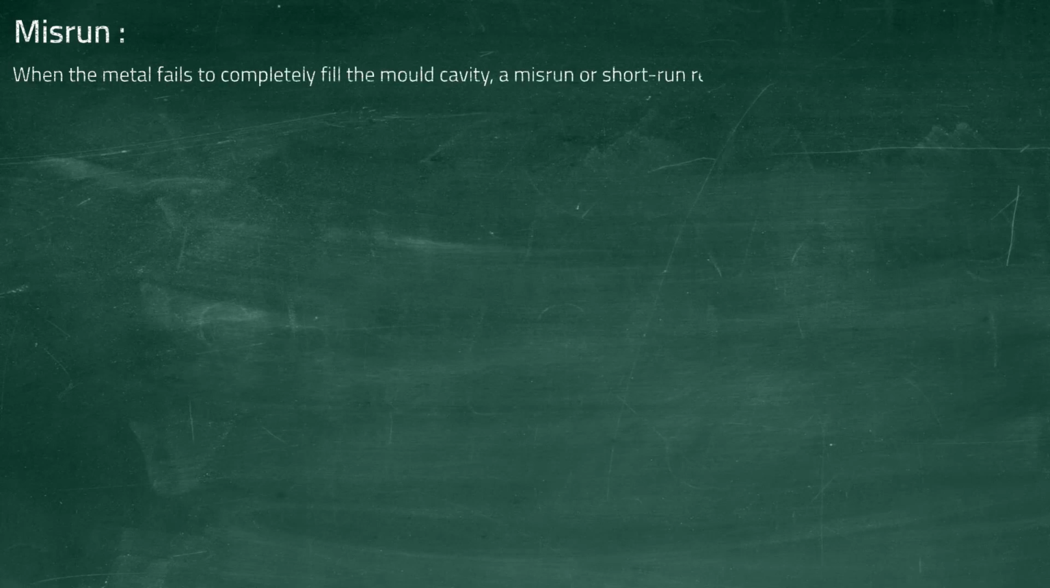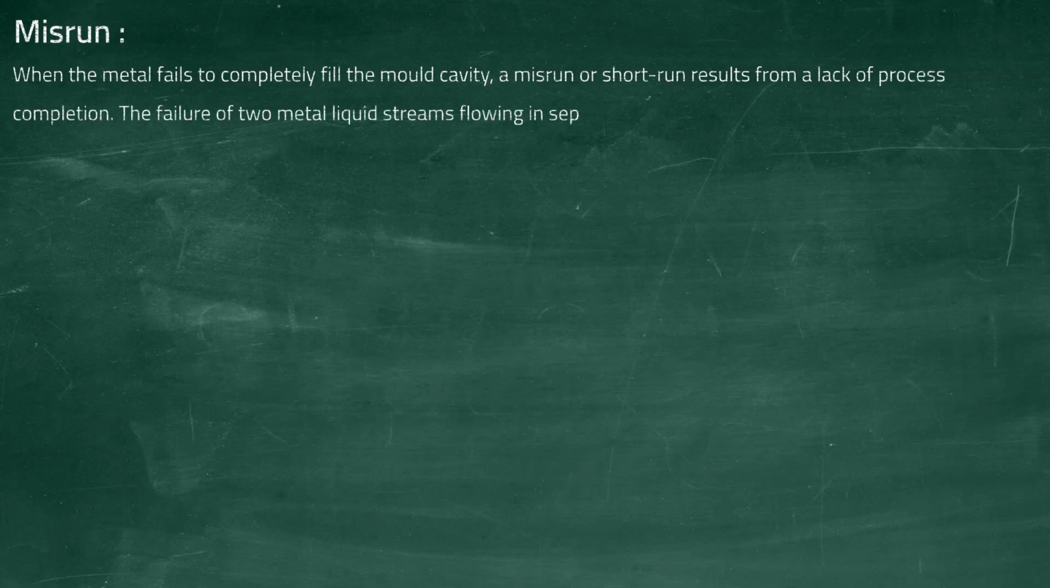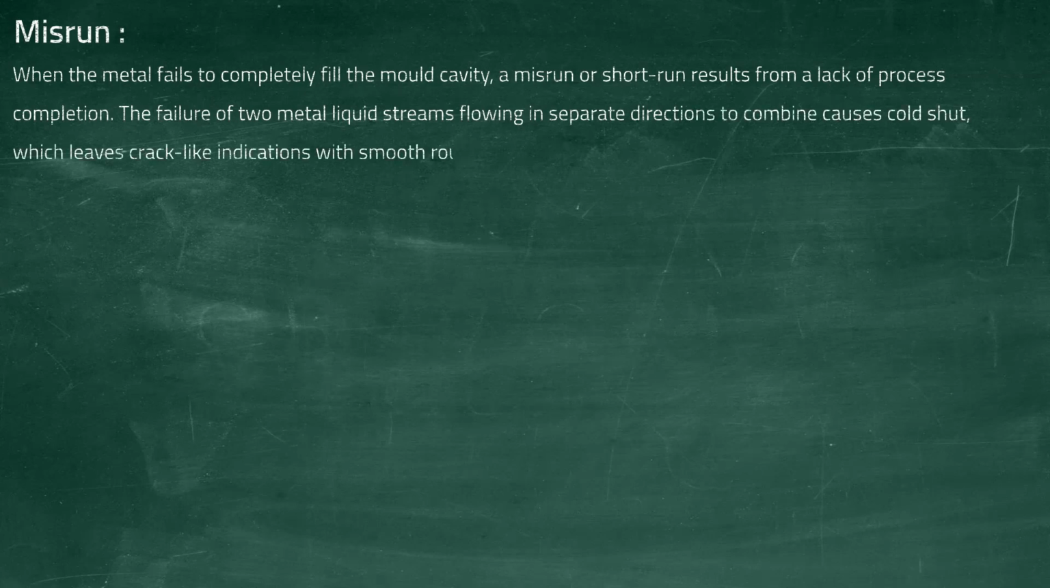Misrun. When the metal fails to completely fill the mold cavity, a misrun or shortrun results from a lack of process completion. The failure of two metal liquid streams flowing in separate directions to combine causes cold shut, which leaves crack-like indications with smooth rounded edges. Causes of misrun. The following are the causes of these flaws.